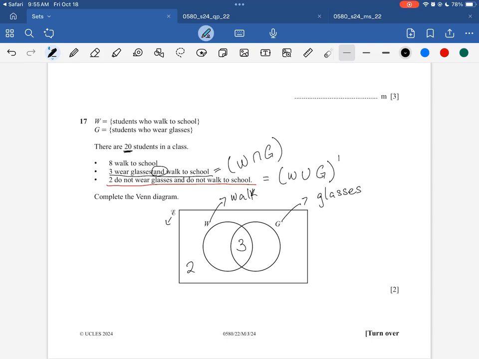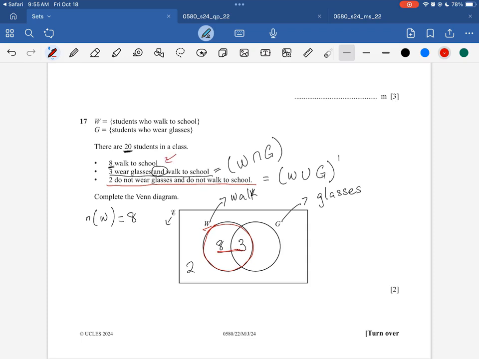Right, now remember we said there are 20 students total. We have 5 of those students. Now it says that 8 walk to school. So which means the entire set of W should be 8 elements. W is 8 elements. So we can't just go ahead and write 8 here. That would be wrong. Because if we write 8 there, the entire set of W becomes 11. But they said only 8 people walk to school.